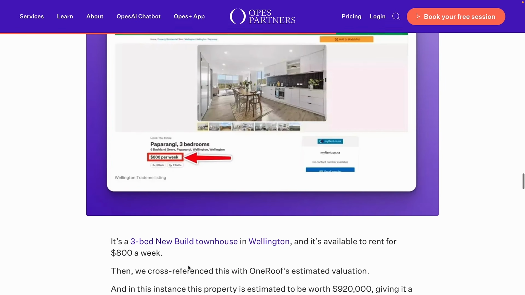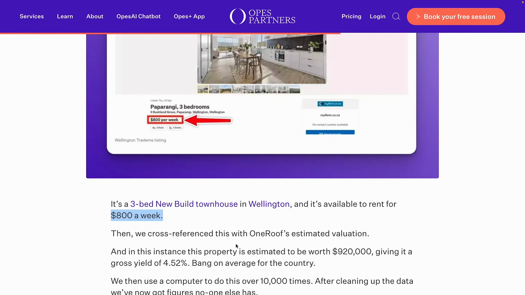For instance, I looked at this 3-bed townhouse in Wellington. It's advertised for $800 a week. OneRoof reckoned it was worth $920,000, so it's got a 4.5% gross yield. My bot then did this around 13,000 times, which means that we've got data that no one else in the country has, which means that we can get around the issue that most property websites have that I just told you about. Because instead of comparing the petrol used by a Suzuki Swift with the price of a Range Rover, now we're matching each property's rent to its own value.